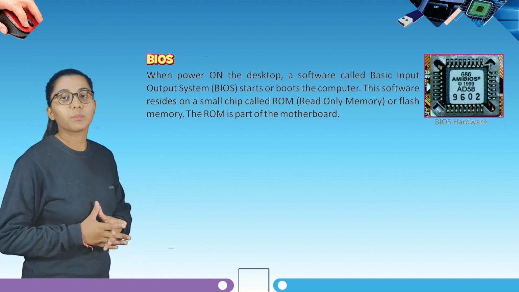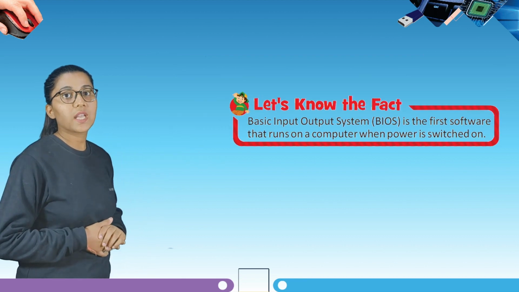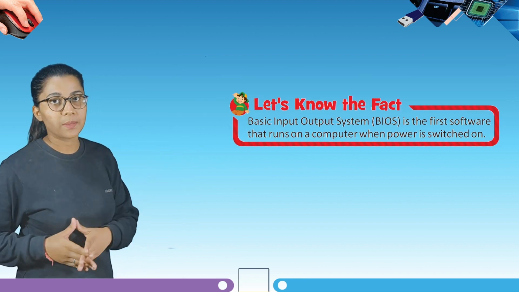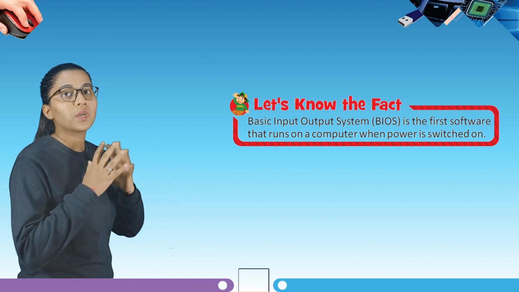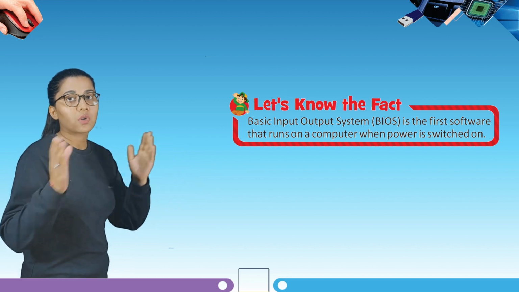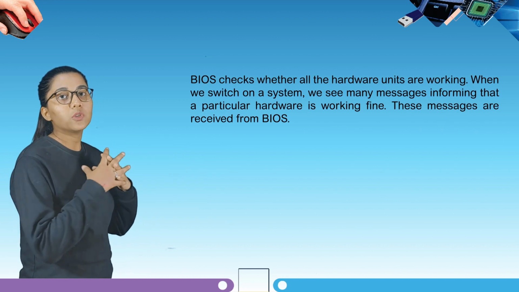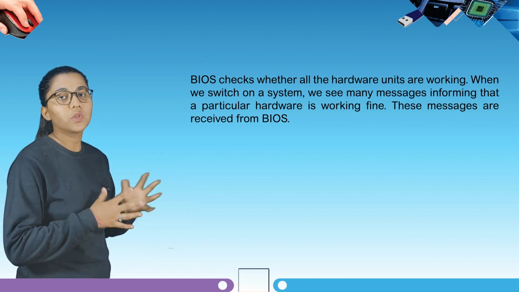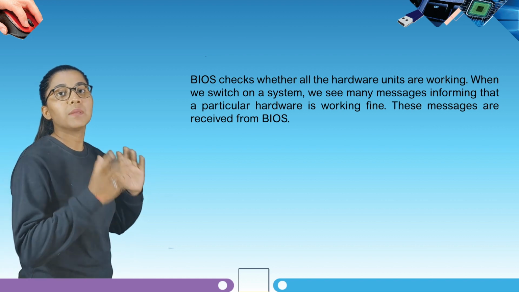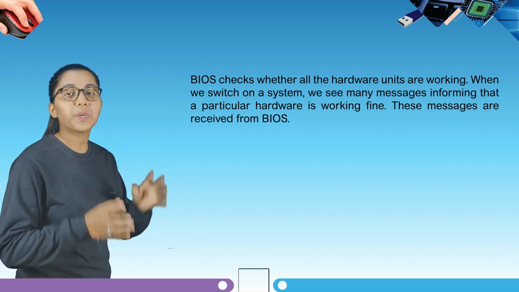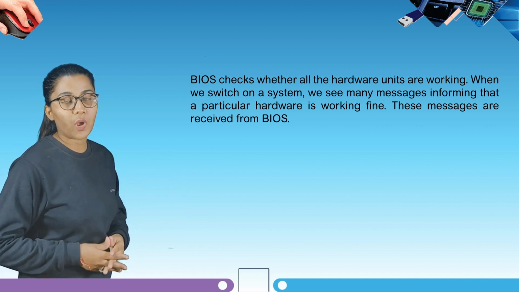So students, before we go further with the BIOS, let's know an interesting fact, that is Basic Input Output System, BIOS, is the first software that runs on a computer when power is switched on. Now students, let's continue our topic. BIOS checks whether all the hardware units are working. When we switch on a system, we see many messages informing that a particular hardware is working fine. These messages are received from BIOS.